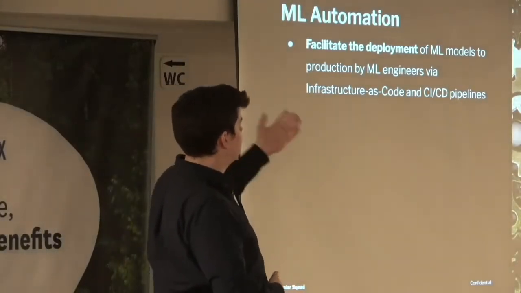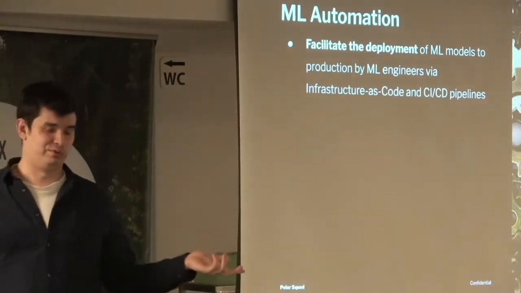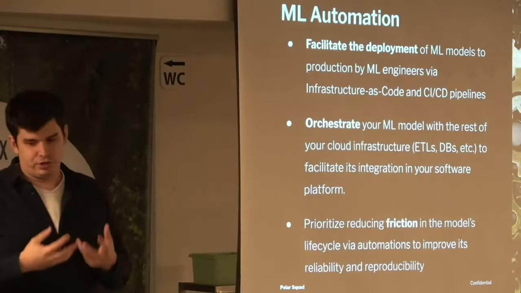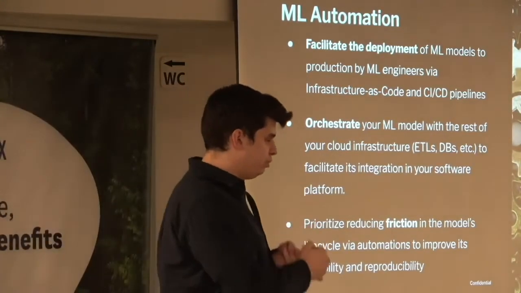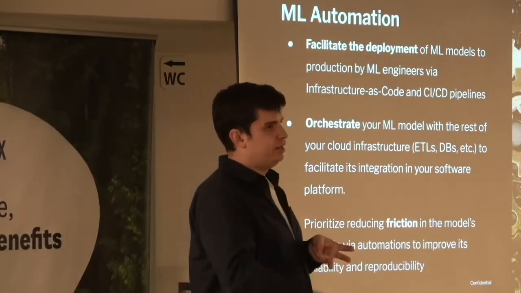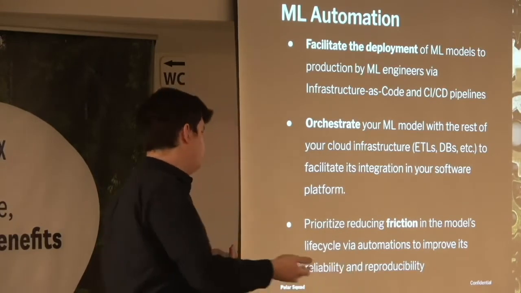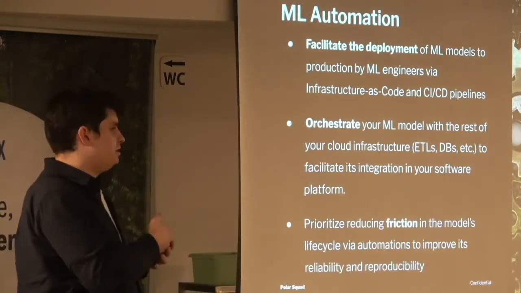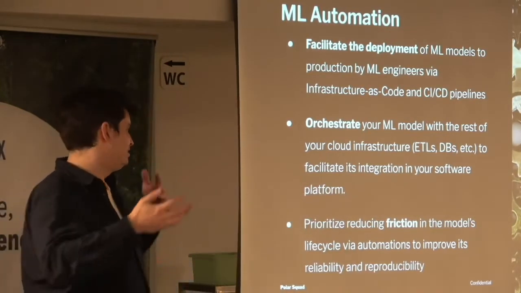Infrastructure as code, CI/CD pipelines, this is the typical stuff that DevOps engineers would do, right? You want to reduce the friction in the model's lifecycle. So you need to train the model, you need to deploy the model, you need to use new versions of the model to run it on maybe live data or data that is available at the moment of deployment. And all these things, if they're done manually, they take time, they might be skipped because of deadlines.